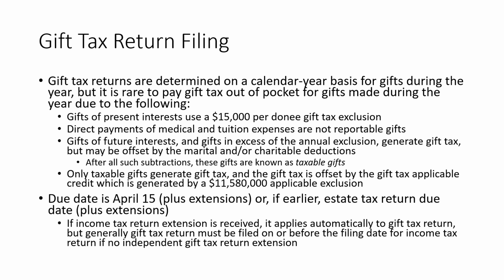Now, only your taxable gifts generate gift tax, and the gift tax is offset by the gift tax applicable credit, which is a tax credit equivalent to lifetime gifts of $11.58 million, which is the applicable exclusion amount for gift and estate taxes. Now, we're going to dig into when you have to file over the next couple of slides, but if you have to file, your due date will be April 15th plus extensions.